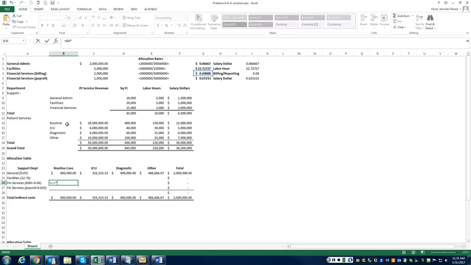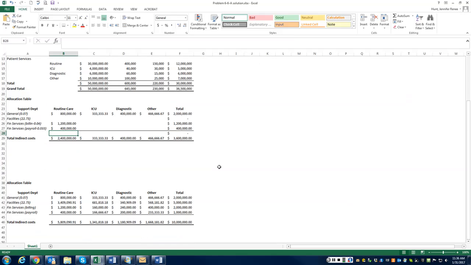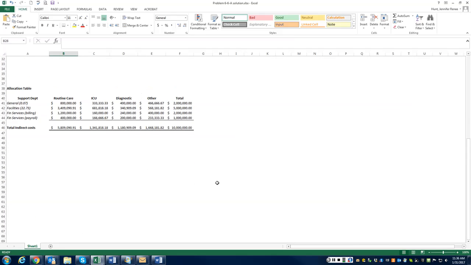So under routine care, which is the first department we're looking at, we have routine, ICU, diagnostic, and other. And you can see how I have them set up here on the table. We'll go under patient service revenue for routine care, and we'll get $1.2 million. Again, you can carry that on across. And then for financial services payroll, let's take a look at that one. We'll grab our allocation rate, and we'll multiply that by our salary dollars, which is what we said we're going to use. So for routine, we'll take 12 million. You get 400,000.